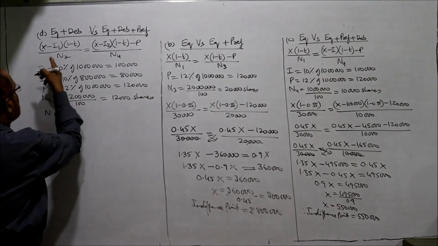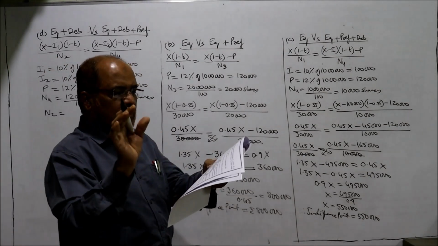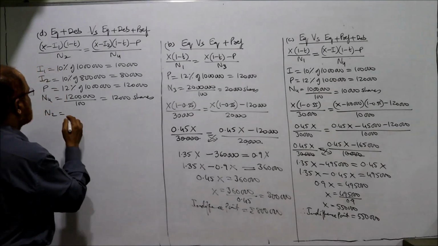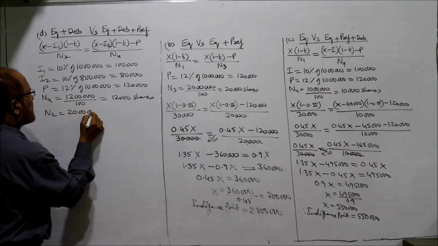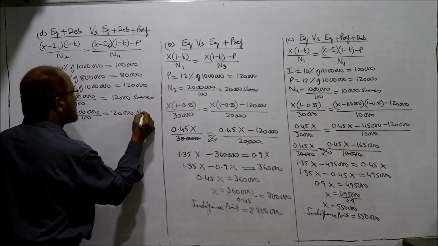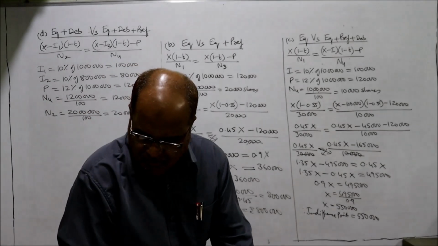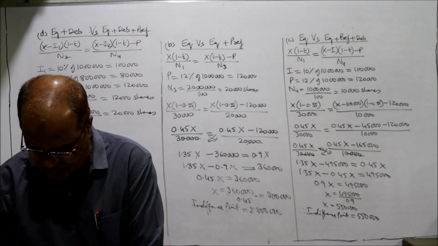In the first plan, N2 is equal to, in the first plan, equity share capital of 20 lakhs, so 20 lakhs divided by 100, you will get 20,000 shares. That's it. We have taken all the values. Now simply we have to substitute the values in the formula.